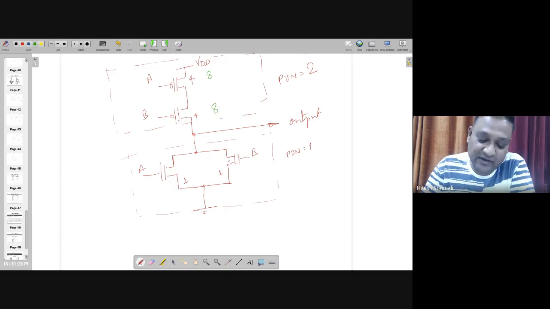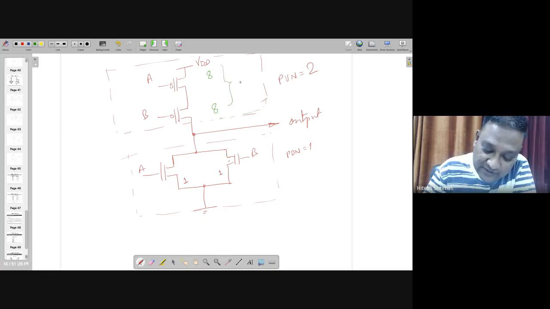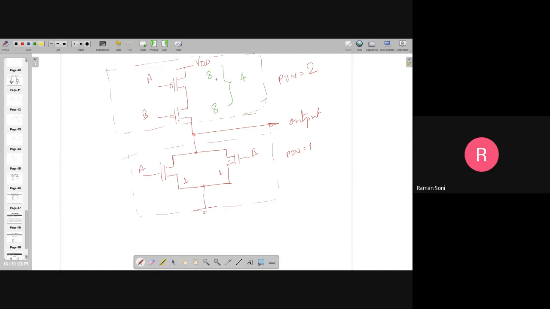Yes, Raman. Why is it 8-8? Sir, the effective resistance of the above half should be half of the previous one, so the ratio should be twice. And as they are in series, their W by L ratios will add and get divided by 2, and hence the effective resistance becomes 4, by the way, right? Yes. When both are here.